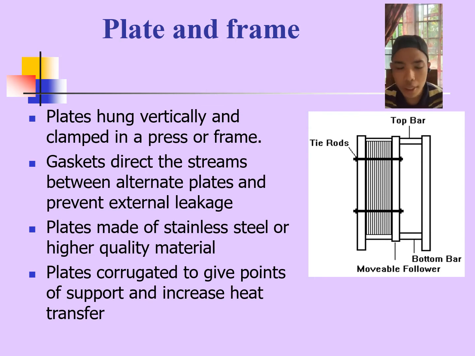Okay, plate and frame. A plate and frame exchanger has plates hung vertically and clamped in a press or frame. Second, a gasket directs the stream between alternate plates and prevents external leakage. Plates are made of stainless steel or higher quality metal. If the plate is made from stainless steel, it is stronger and longer lasting. Lastly, the plate is corrugated to give points of support and increase heat transfer.